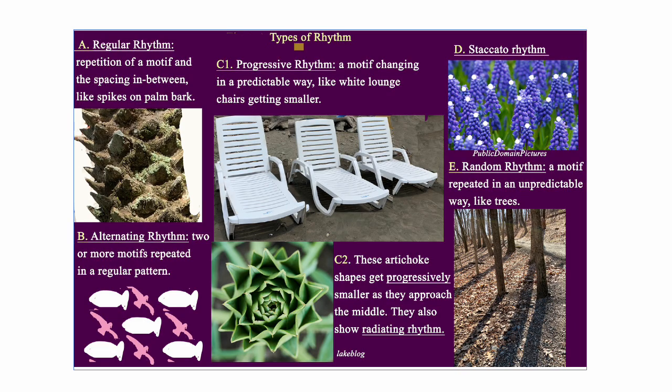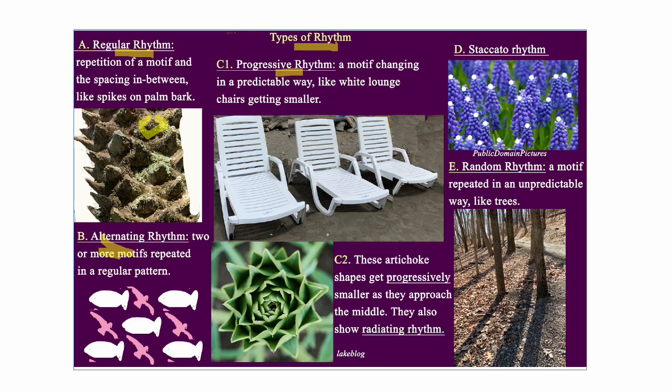There are many types of rhythms, some of which I show here. There's a regular rhythm, which occurs in predictable intervals, like the pine bark. It can serve as a framework for the picture, like drums supporting a song, and it contributes to a sense of order and stability. Alternating rhythm has two or more motifs arranged in a pattern.